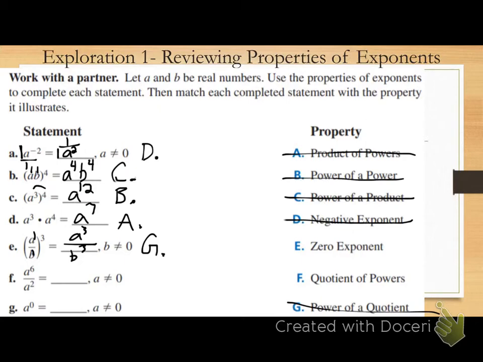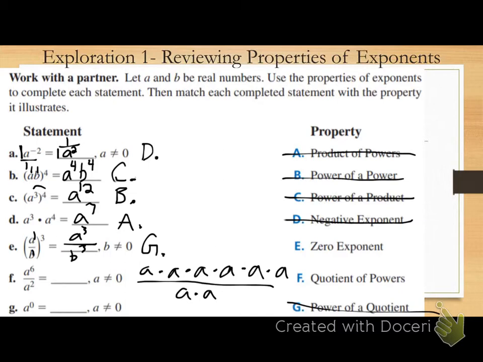We've got a to the sixth over a squared. How would I expand a to the sixth up top? A times A times A times A times A times A, 1, 2, 3, 4, 5, 6. How would I expand a squared? A times A.